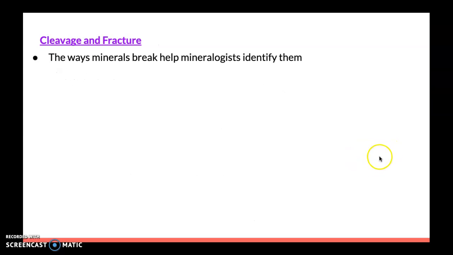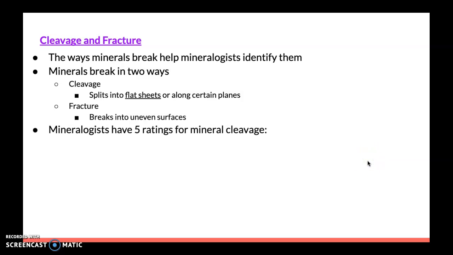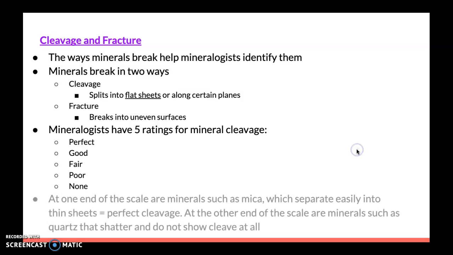Cleavage and fracture. The ways that minerals break help mineralogists identify them. Minerals break in two different ways: by cleavage, when it splits into flat sheets along certain planes, and by fracture, which breaks into uneven surfaces. Mineralogists have five ratings for mineral cleavage. They would rate it as perfect, good, fair, poor, or none.